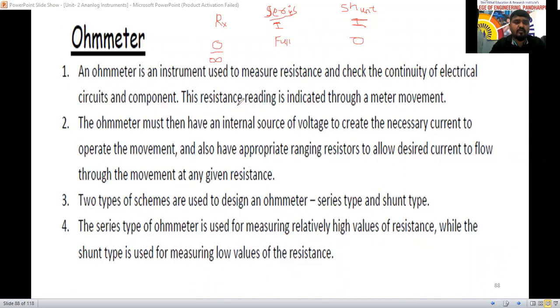I am asking roll number 38, Sagar Wagmare. Your voice is not audible. Sagar. Yes, sir. Don't tell me only yes, sir. Give the answer. If the Rx is infinity, then what is the value of the series current and the shunt current?